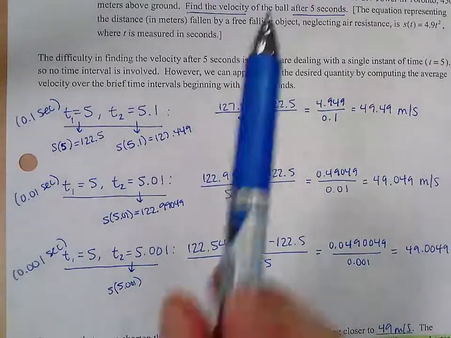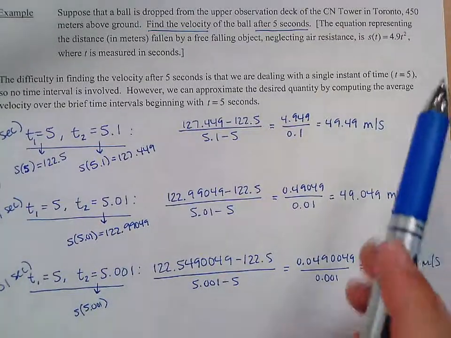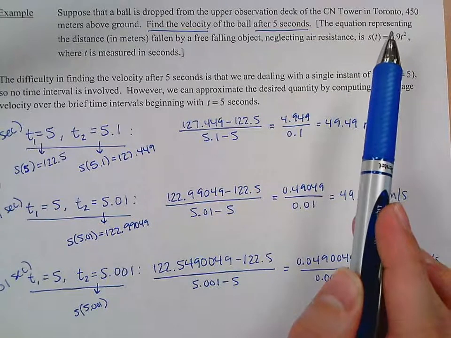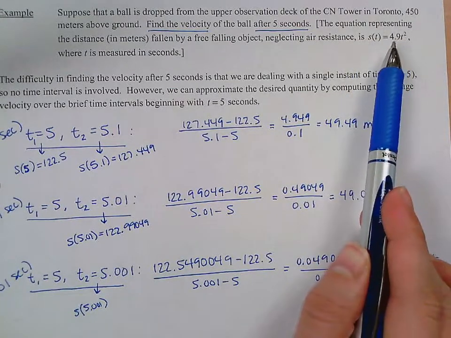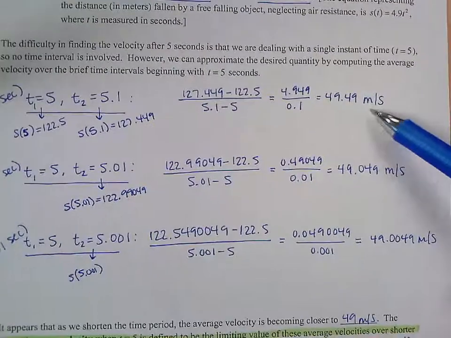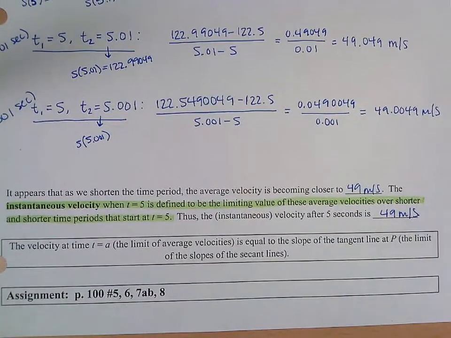So I could have given you the same problem yesterday, but instead I wouldn't have given you a context behind this function, I just would have said estimate the slope of the tangent line at s of t when t is 5. I could have phrased the question that way, and you would have worked through it the same way. These would have been your secant slopes. 49 meters per second would have been the slope of your tangent line.